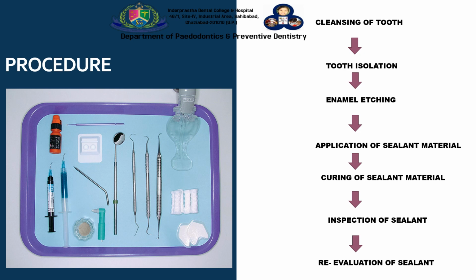These are the setups for sealant. And the procedure for sealant is cleaning of the tooth, tooth isolation, enamel etching, application of sealant material, curing of sealant material, inspection of the sealant, and re-evaluation of the sealant. All this step by step we will see further.